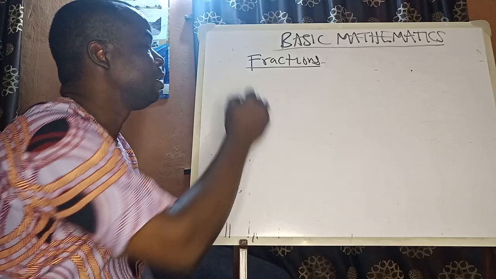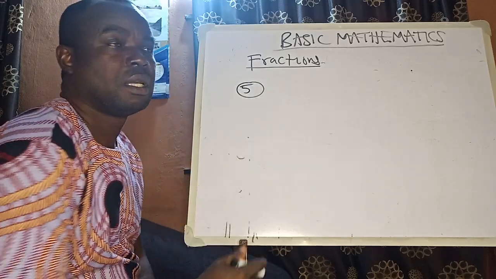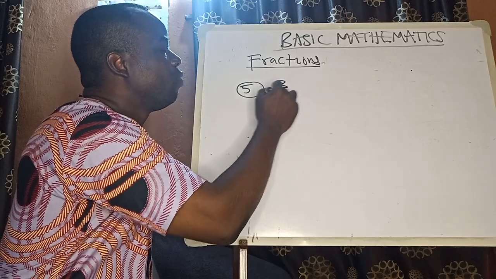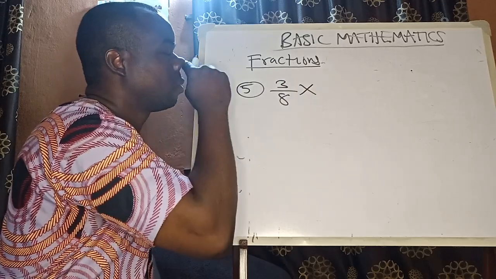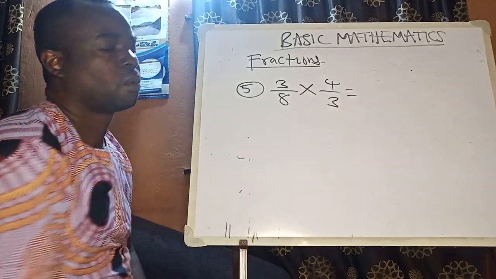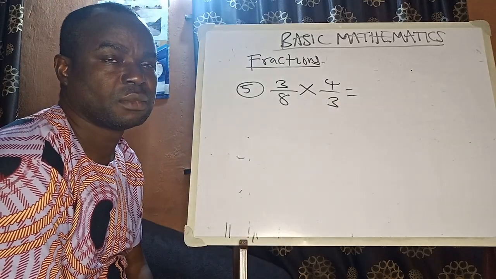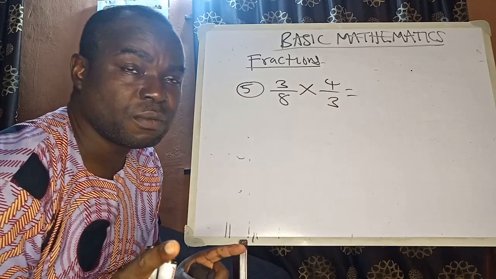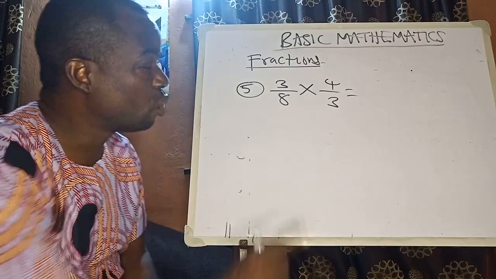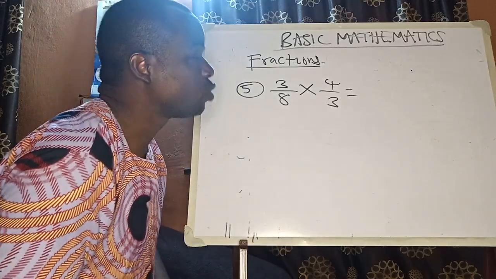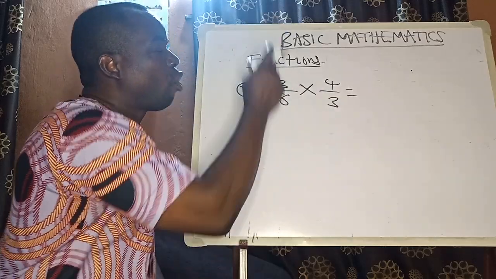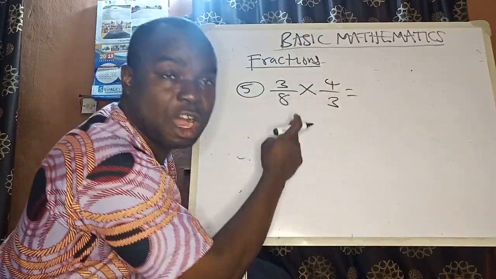Now, the next one is multiplication. So we have 3/8 times 4/3. Let's solve this one. Multiplication of fractions does not use LCM. You don't use LCM to solve it. What you simply do is, anytime you have two fractions multiplying each other, up multiplies up, down multiplies down.